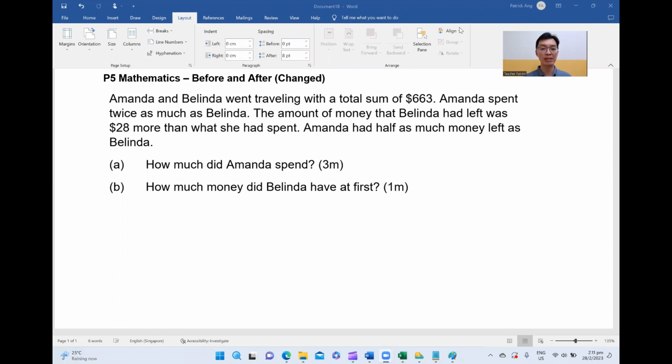Today we're going to do P5 Mathematics, before and after change. Let me read you this question.